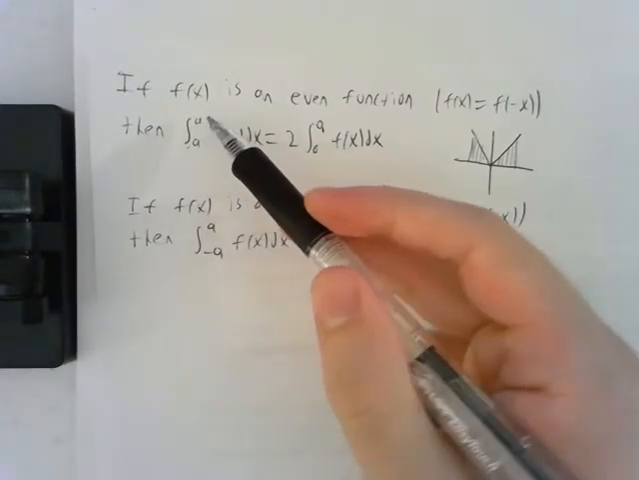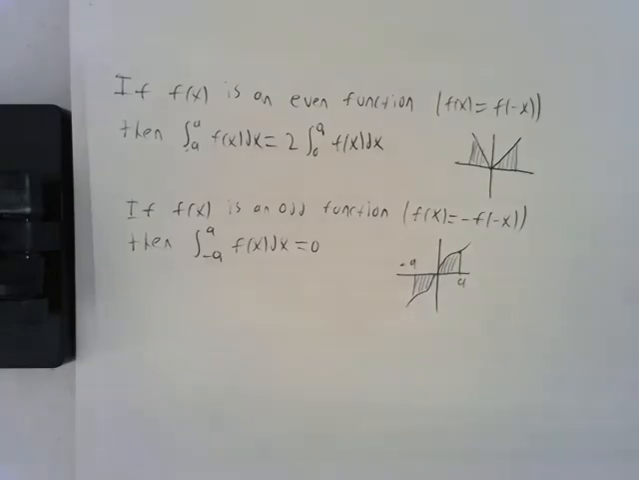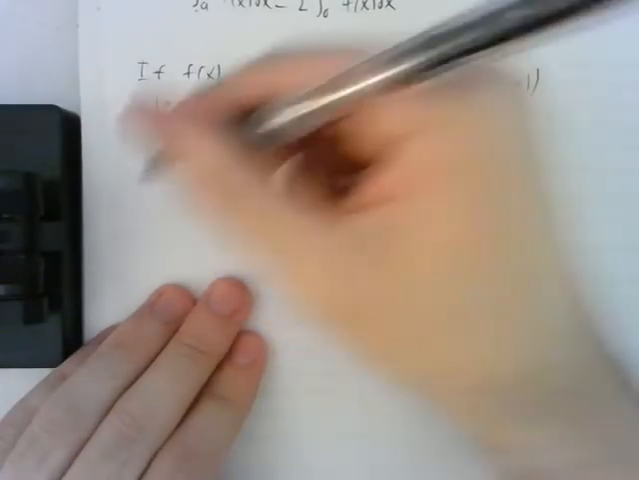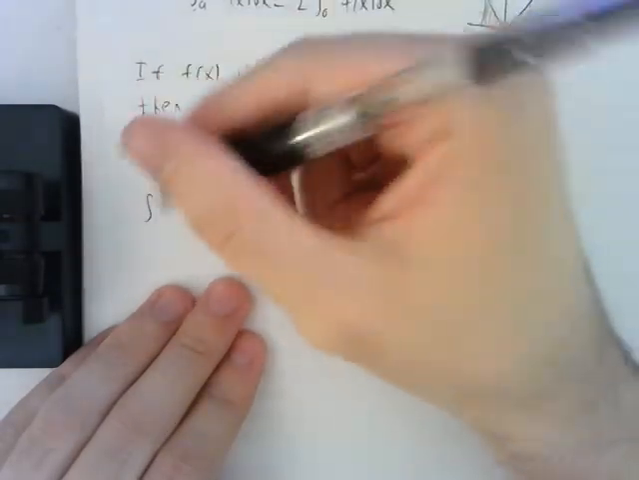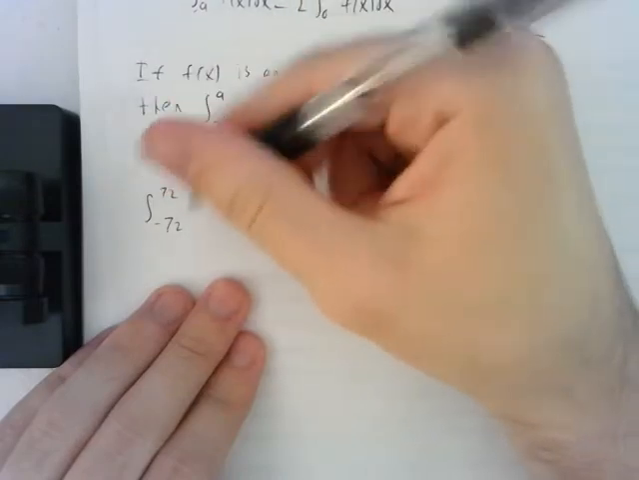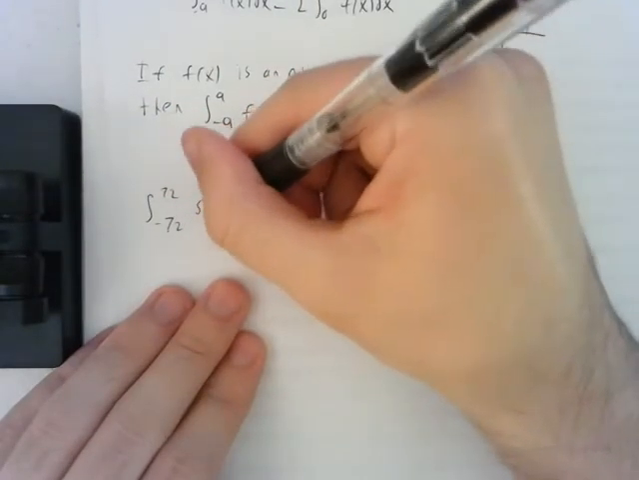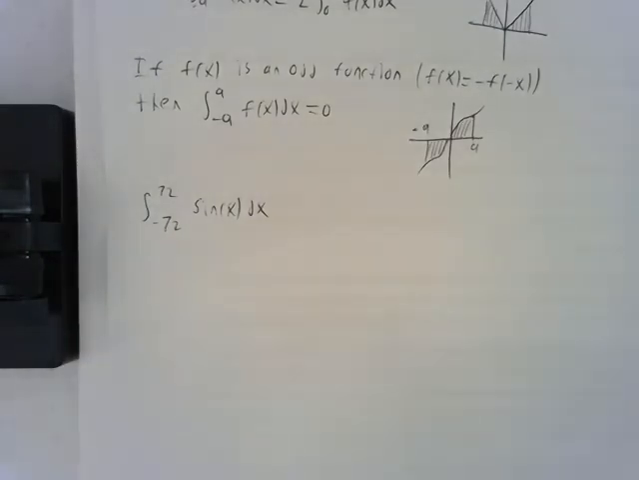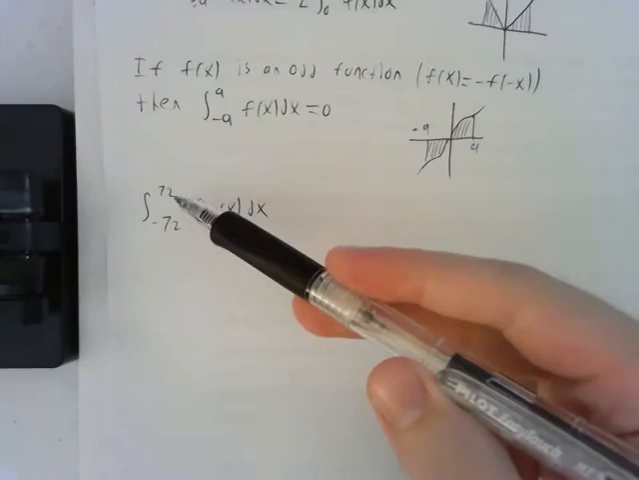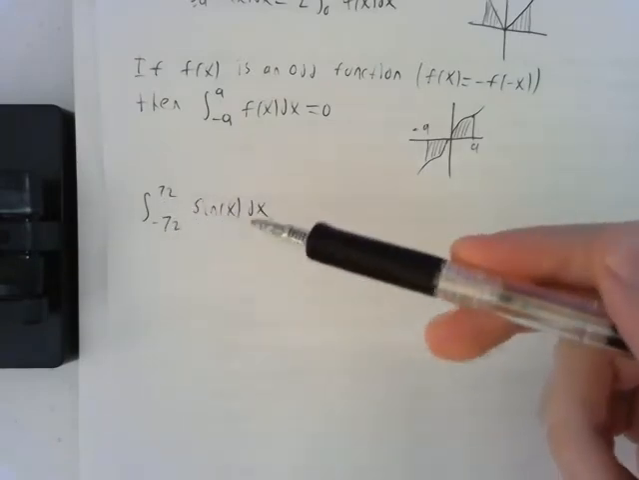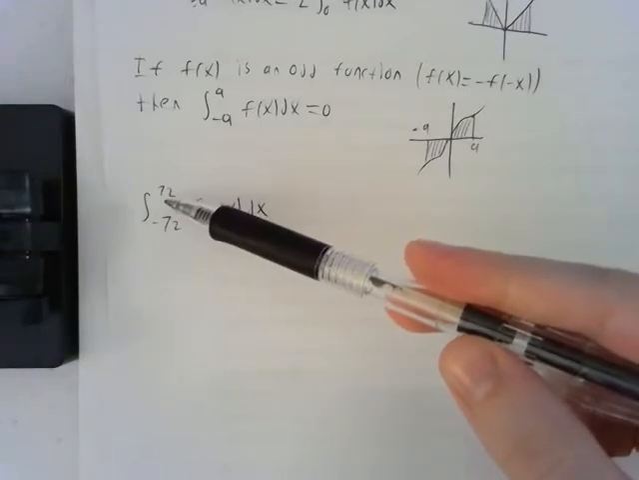So this can be useful sometimes. For example, suppose I want to calculate the integral from negative 72 to 72 of sine of x. Well, this would probably be somewhat of a pain to do, since the antiderivative of sine would be something with a negative cosine, and I'd have to calculate cosine of 72. I don't really want to do that.